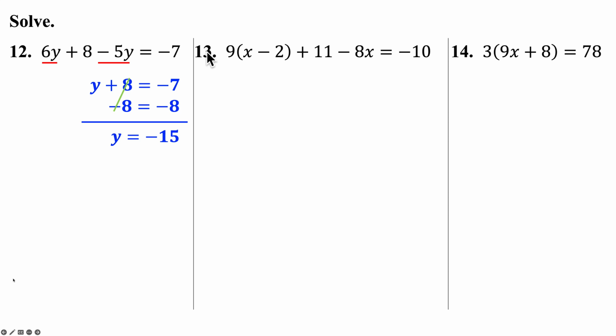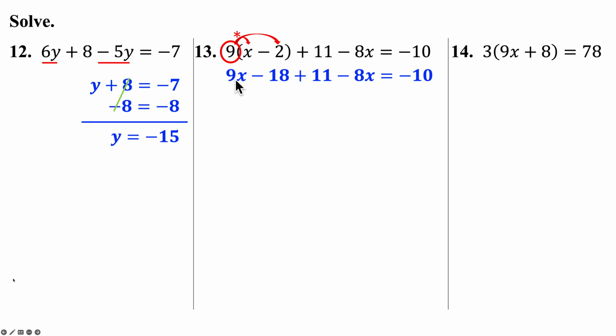13. Now, 13 and 14 are really good examples of that distributive property concept. When do I have to distribute and when don't I have to distribute? So here I have 9 times x minus 2 plus an 11 minus an 8x. Since I have x terms on the inside of the parentheses and on the outside, I have to distribute so I can combine like terms. So this will become 9x minus 18 plus 11 minus 8x.